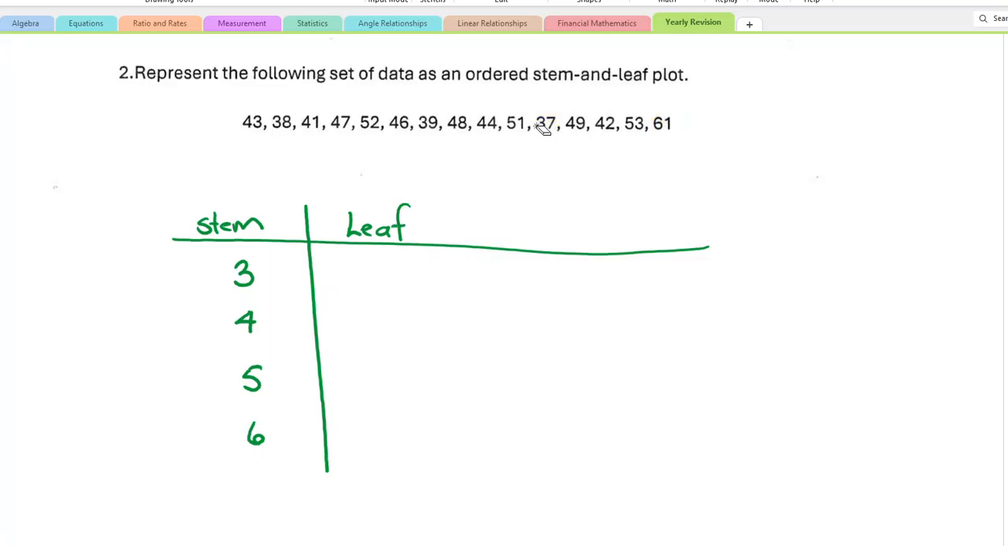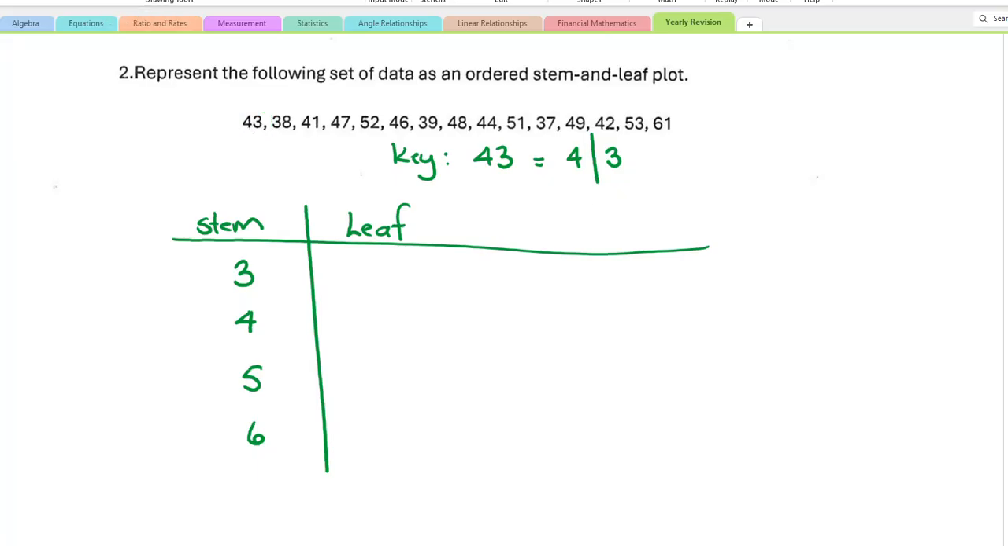However, before we do that, we should always have a key to help us read our stem and leaf. If I take my first number, which is 43, in my stem and leaf, the 4 is going to be the stem, then I have the line, and the 3 is going to be the leaf. Okay, so now I want to go through and put in all the leaves.